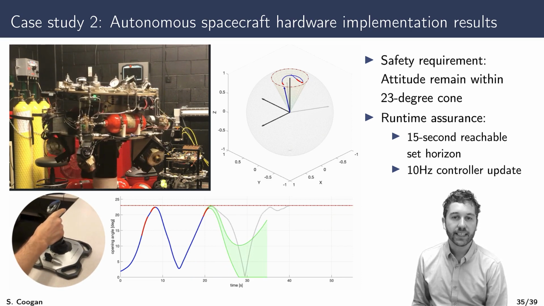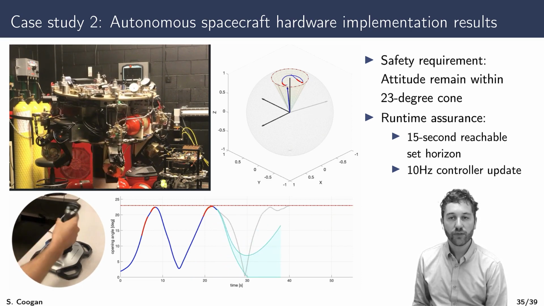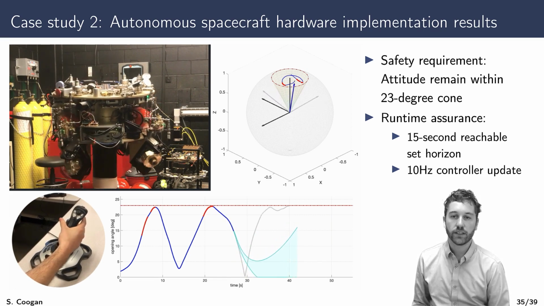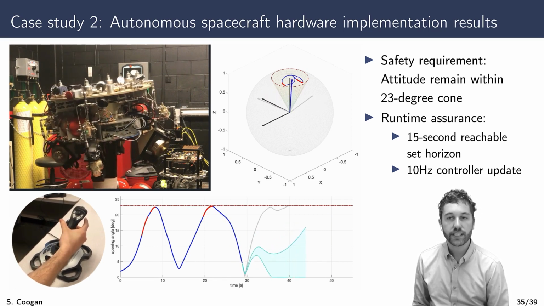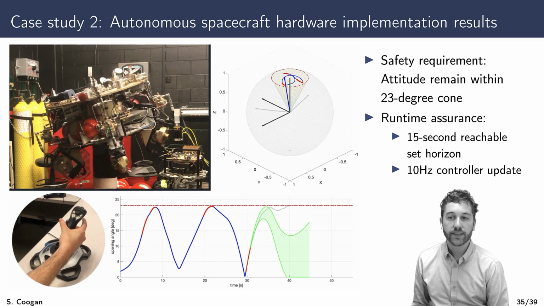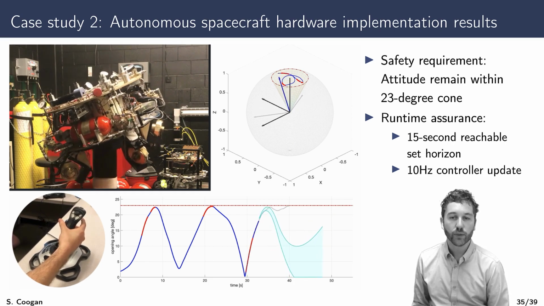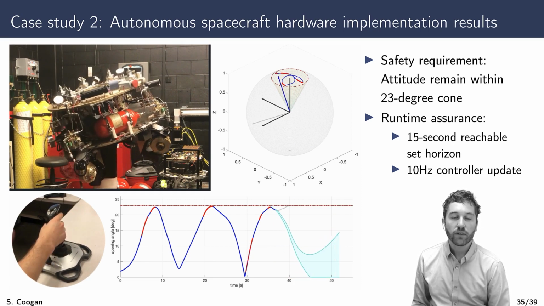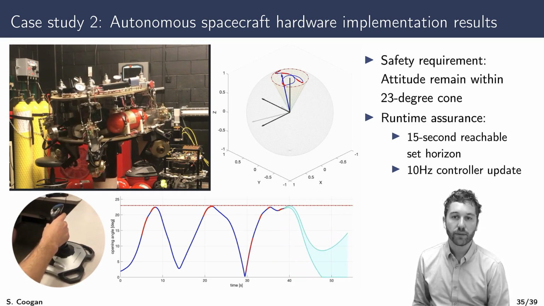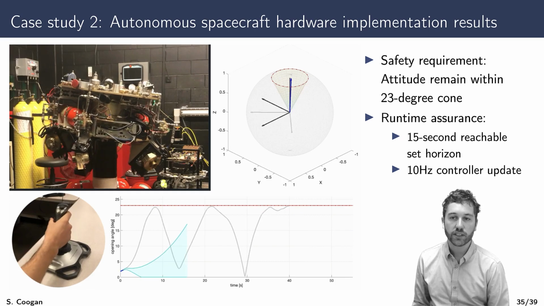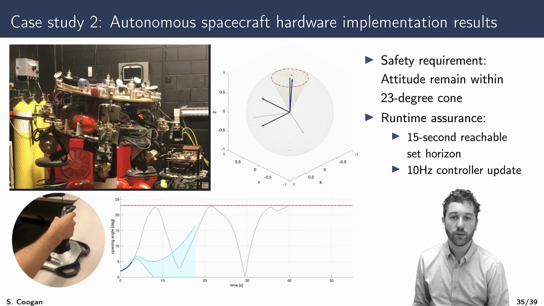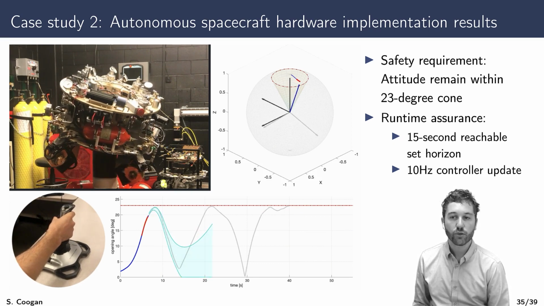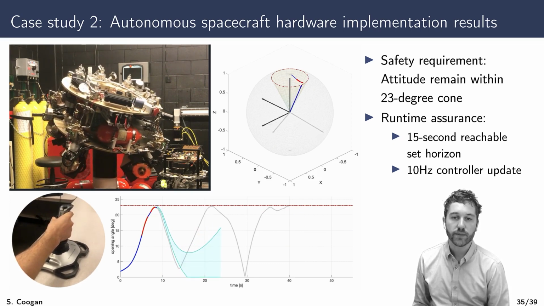In this case study, instead of using the barrier function formulation previously discussed, we use a slightly different methodology whereby the controller switches to the backup controller for a period of time if the spacecraft reachable set is too close to the safety bounds. In this video, we see the spacecraft hardware in the upper left. A human controls the spacecraft with a joystick shown in the lower left, but our runtime assurance algorithm will take over control from the human if safety violation is imminent.